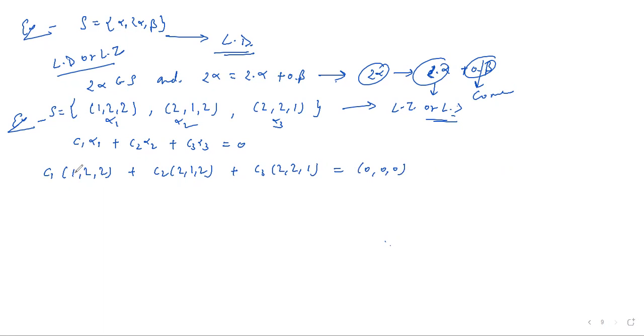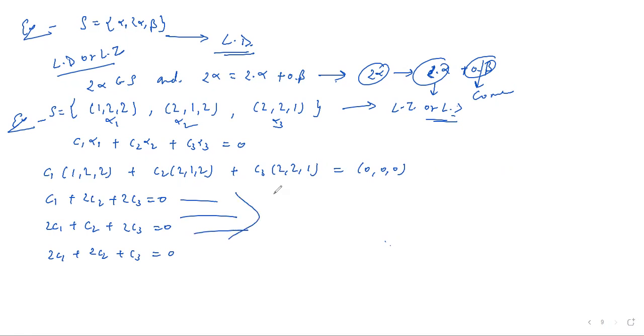Okay, now form the equations from this, which is C1 plus 2C2 plus 2C3 equals 0. 2C1 plus C2 plus 2C3 equals 0. This is our second equation. And 2C1 plus 2C2 plus C3 equals 0. Now these are the three equations which we got from here.